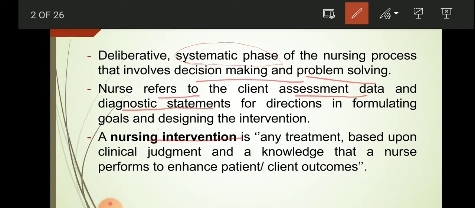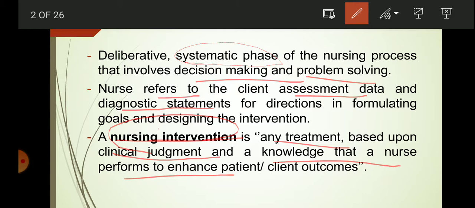A nursing intervention is any treatment, based upon clinical judgment and knowledge, that a nurse performs to enhance patient or client outcomes. So when you say nursing intervention, it's not like we are relying on the physician. It's our implementation based on our judgment as a nurse.